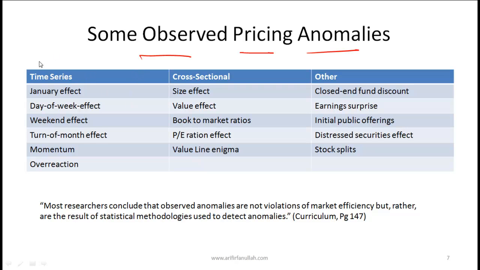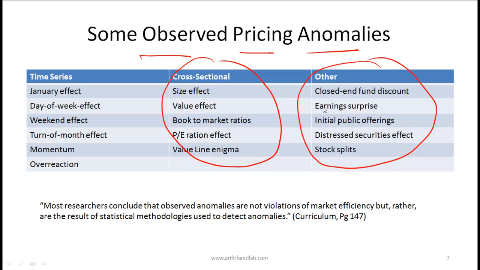Tests that involved time series data have produced certain observed anomalies documented here, such as the January effect, days of week effect, and so on. These anomalies were discovered by using time series oriented tests. This category of anomalies was discovered or identified using cross-sectional data, and this category using other techniques such as event studies and so on.